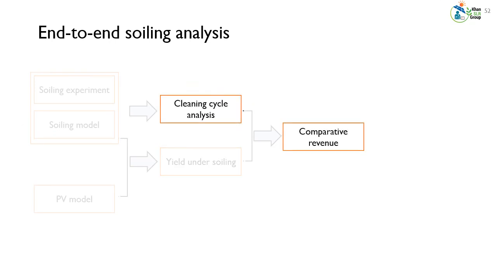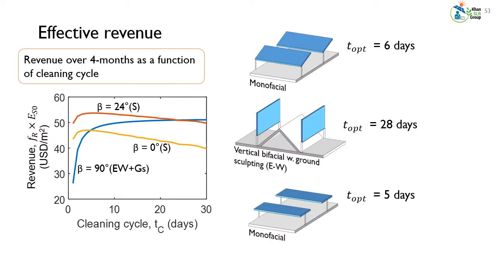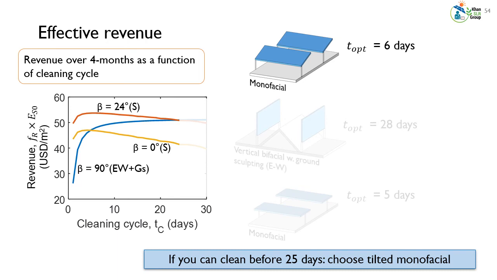So once we do the cleaning cycle analysis for revenue, this is what we get. If you can clean the panels before 25 days, of course, the 24 degrees south monofacial panel is the best. And in that case, the optimum cleaning cycle is 6 days.